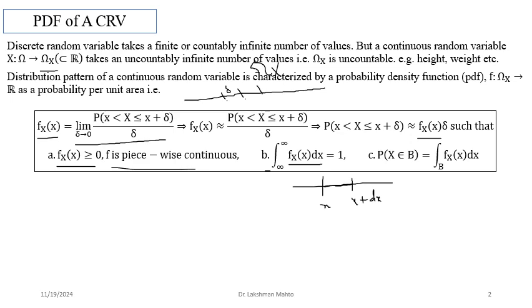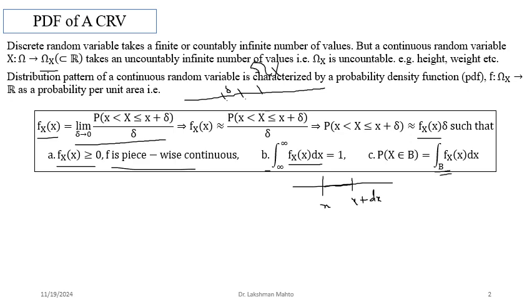So that's the way. If you integrate the density function from minus infinity to infinity, what would be the integral? It is the normalizing property. That will be equal to 1. And the third one is talking about the computing process of the probability of an event B. That means if X is observing values only from the given subset B, how will you compute the probability? By integrating f over B only.